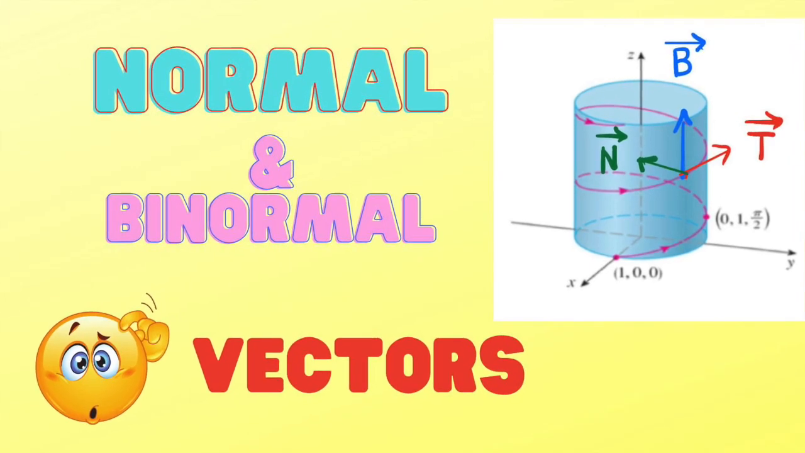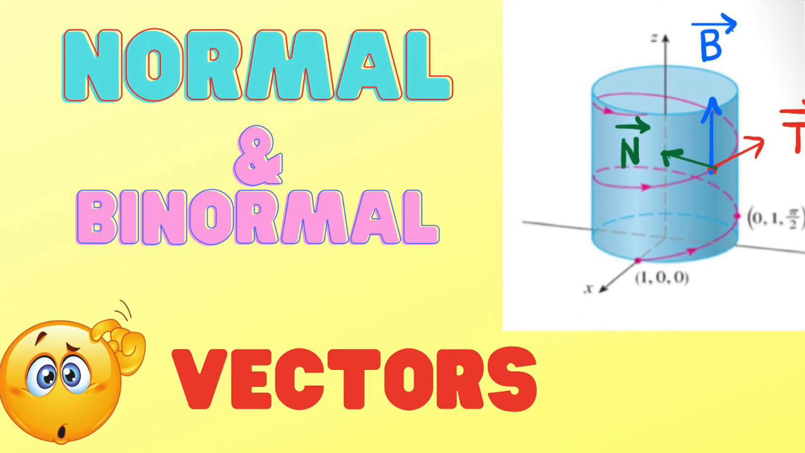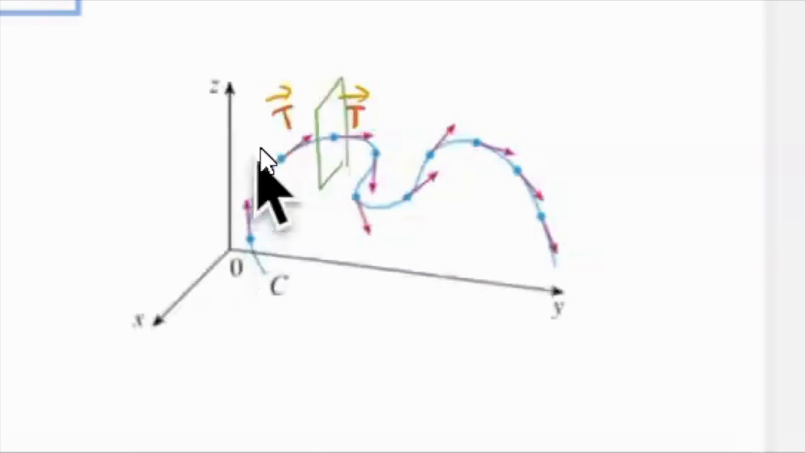The normal and binormal vectors. So imagine that we have a space curve over here. And now let's pick a point on the curve. And then what happened? Well, at this point, here is the unit tangent vector labeled T.